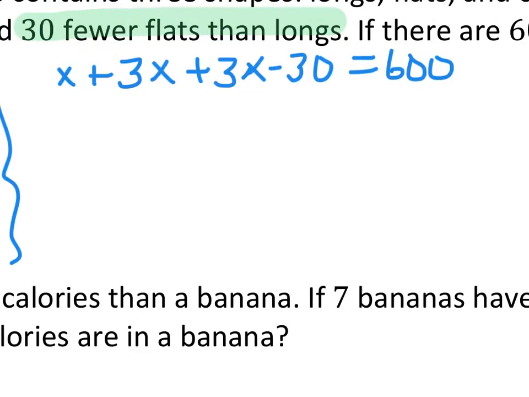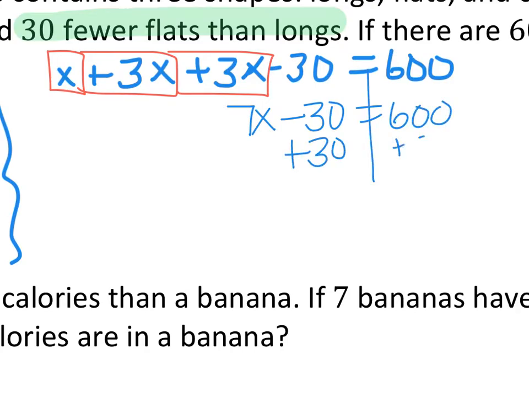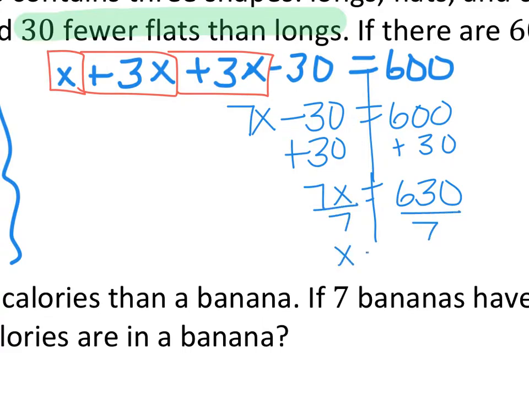Let's first combine our like terms. We have x, 3x, and 3x, which makes a total of 7x. Bring down the minus 30 equals 600. Add 30 to both sides. We get 7x equals 630. Divide by 7, and we get x equals 90.